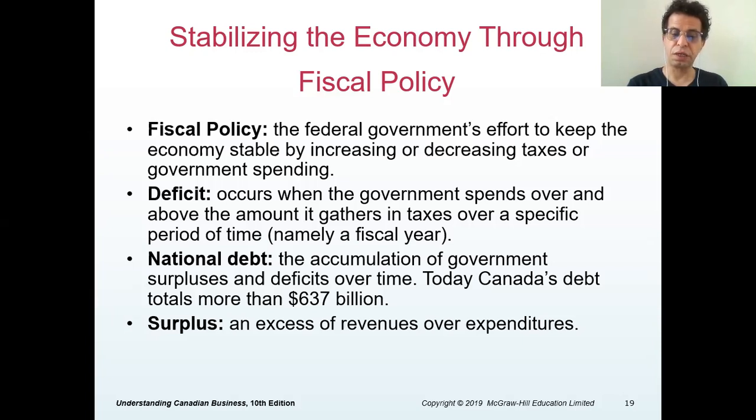The surplus is an excess of revenue over expenditure. $637 billion. It's not a lot, by the way, compared to other countries' national debt. For example, the USA, I think it reached $2 trillion, something like that or more.